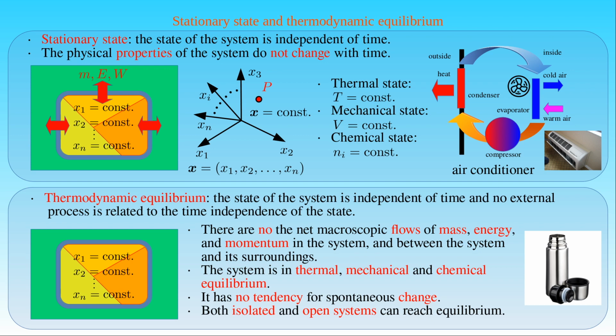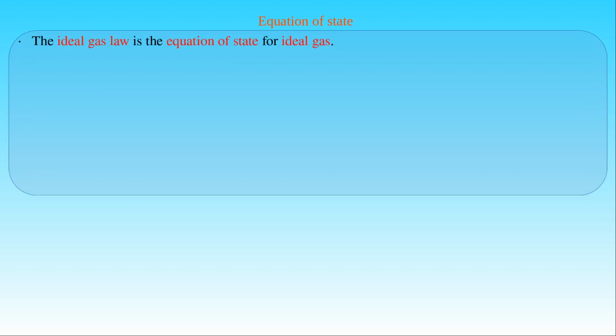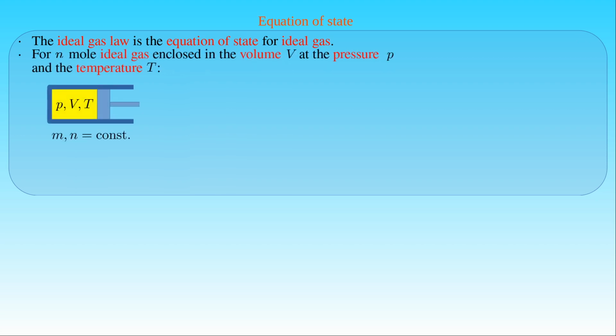When we discussed the ideal gas law, we considered the functional relationship between the state variables of the gas given by the law as the equation of state for ideal gas. We saw that the state variables of the gas are its mass or amount of substance, together with the pressure, the volume, and the temperature of the gas. The ideal gas law formulates a unique relationship between the state variables of n mole ideal gas confined in the volume V at the pressure P and the temperature T, which states that the product of the pressure P and the volume V is equal to the amount n of the substance, times the gas constant R, times the absolute temperature T.